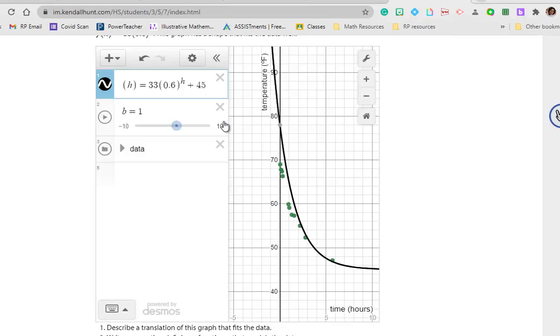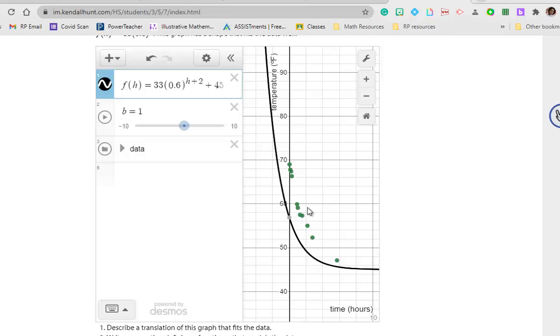I keep on trying this. If we did something like H, I'm going to try +2 and just see what that does. It looks like that's moved it a little bit too much. I didn't want to move it quite that much. So let me just try a 1. Oh man, that's looking pretty good.